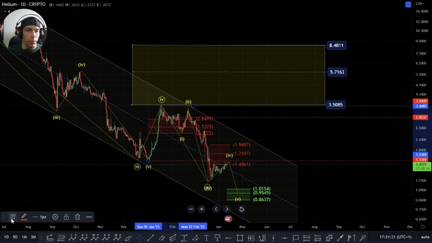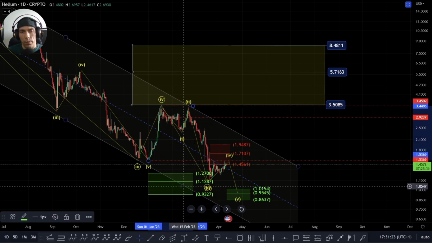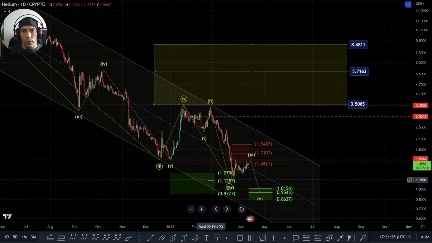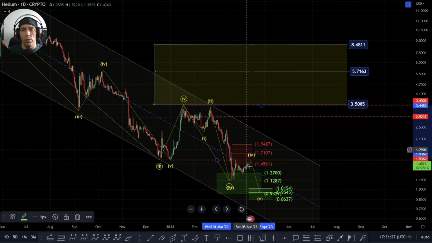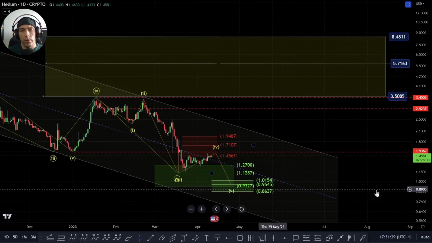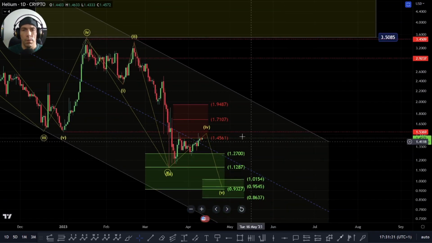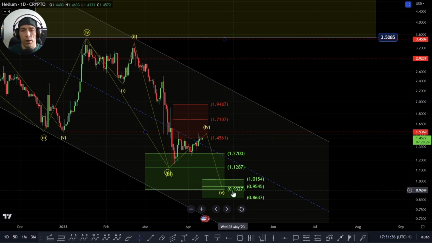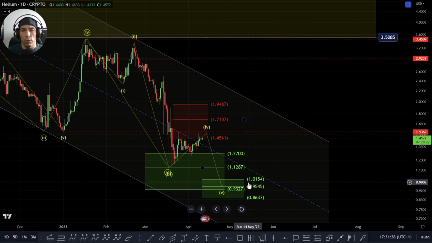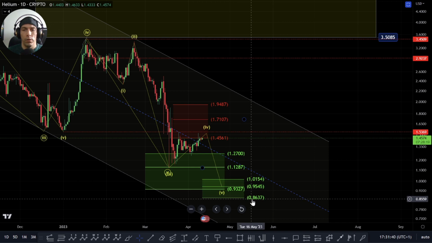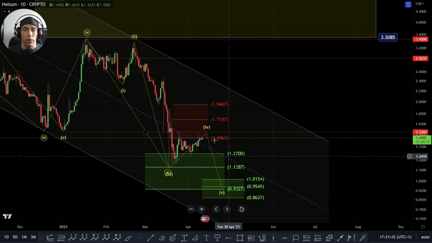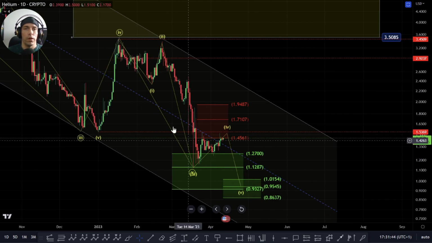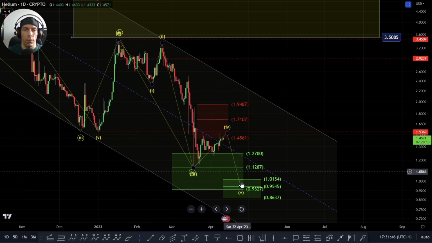So let me just pull this fib onto here. Basically, we've actually come down into this zone. So I'm starting to look for the possibility that we could turn around. However, as long as we remain below this $1.94 region, we could actually still see a push down towards this zone of this 1.01 to this 86 cent range. So this is what we're looking for within this count, where we're still looking for that continuation to the downside in a fifth wave move.